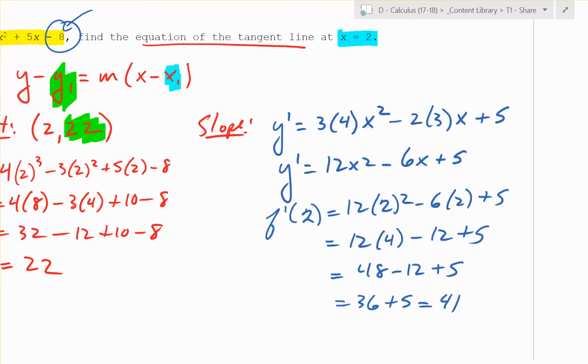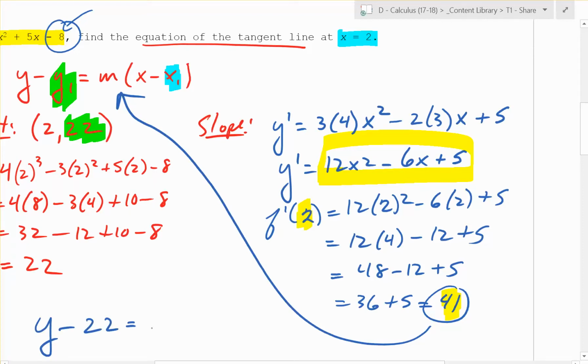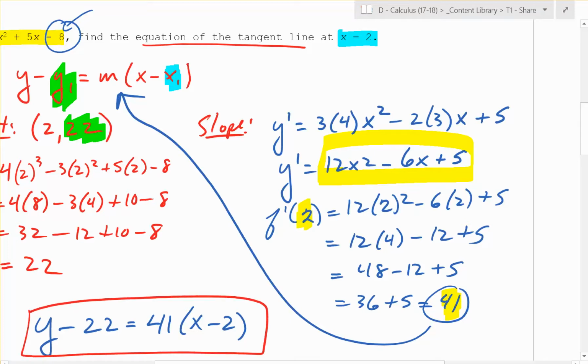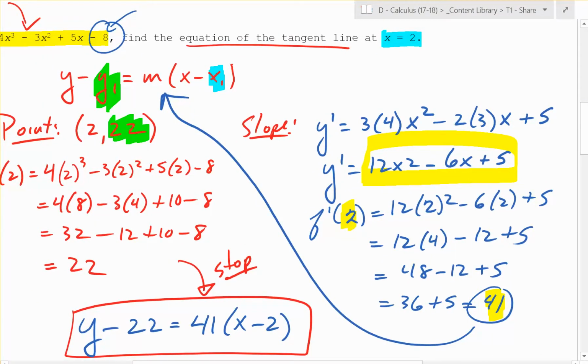And now when you plug in 2 into the derivative function right here, which we figured out, you'll end up with 41. So that just means our m value is 41. So we end up with y minus 22 equals 41 times x minus 2. Stop there. Unless you're forced to go further or forced to do something else with that, that is a totally fine answer. You can stop right there. Stop with point-slope form. So we could sketch a derivative. We could find a tangent line of a polynomial in a pretty straightforward manner, although the algebra is kind of annoying.